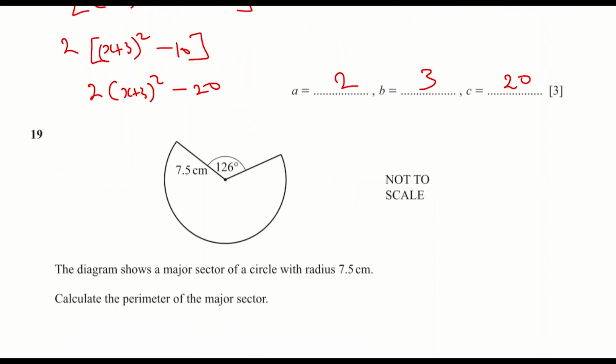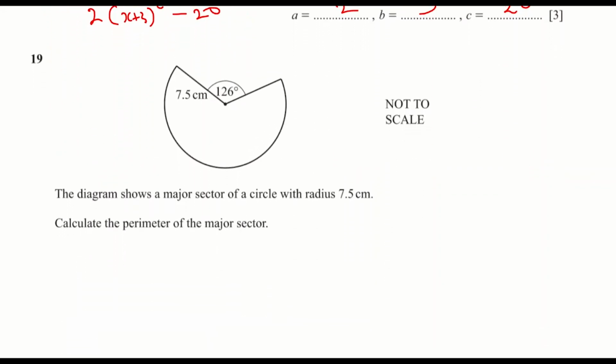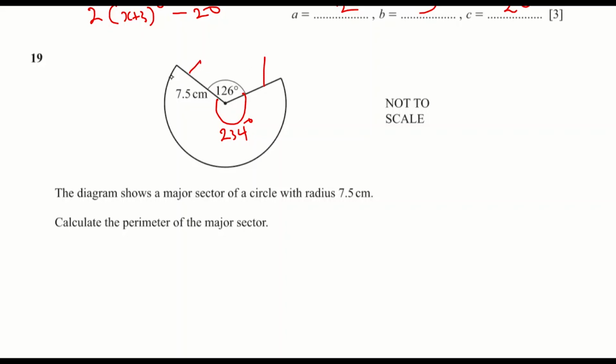So question 19. The diagram shows a major sector of a circle with radius 7.5 centimeters. Calculate the perimeter of the major sector. To calculate the perimeter of the major sector, we need this angle. This angle will be 360 minus 126. So that will be 234 degrees. Okay. So the perimeter of the major sector will be the addition of the two radii and the length of an arc. That will be the formula.